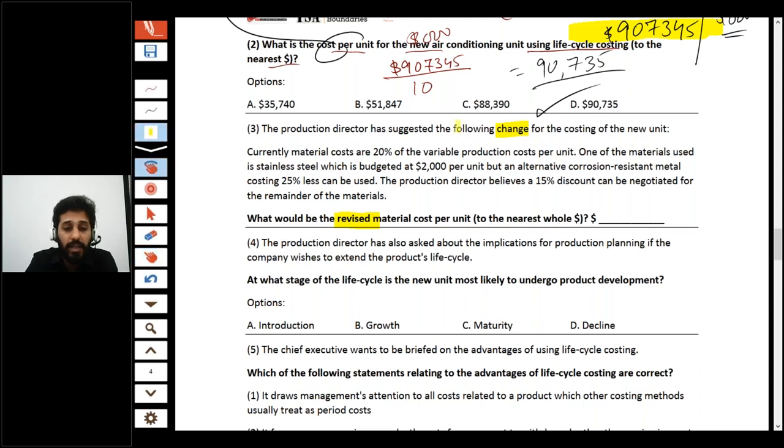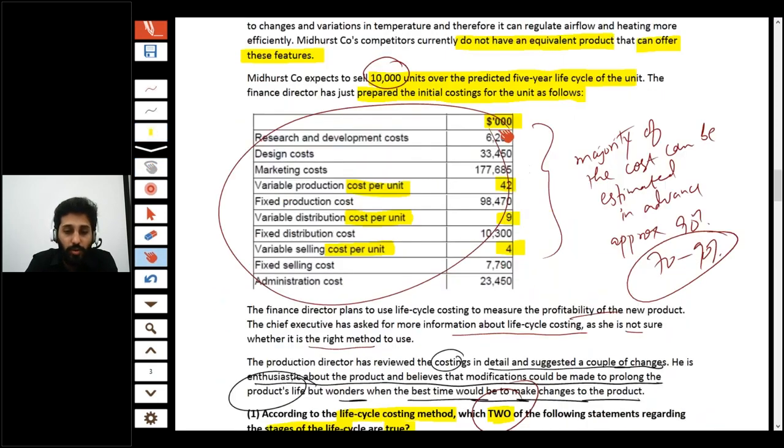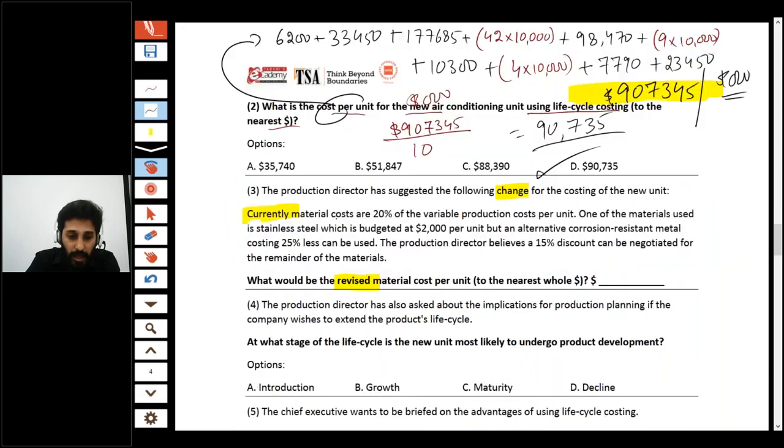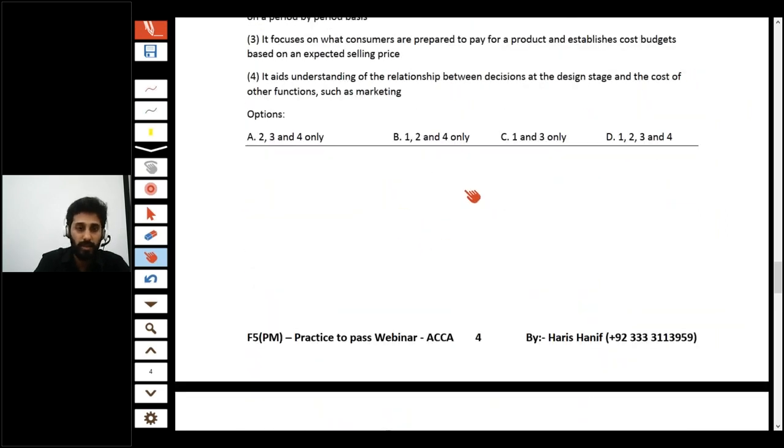Currently, whenever there is a change, you need to have the information of the current material. So the variable cost is 42,000, right? And currently the material cost is 20% of the variable cost. Okay. So this is the thing. I'm not solving this here.